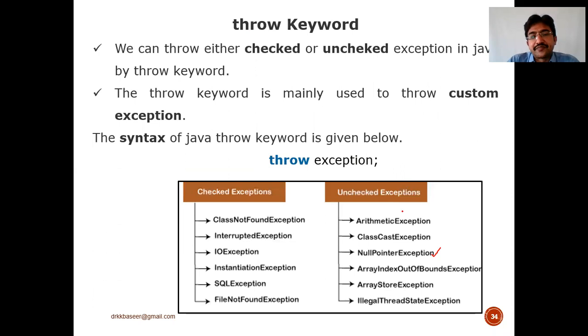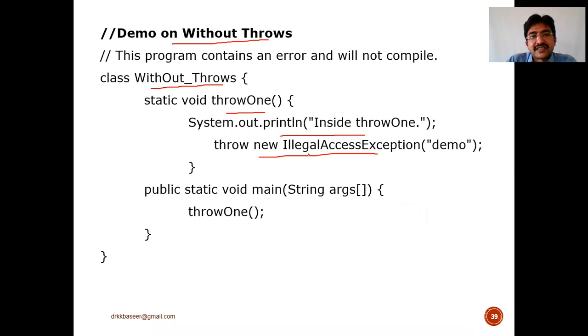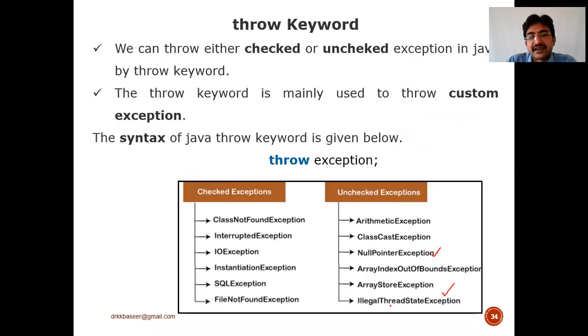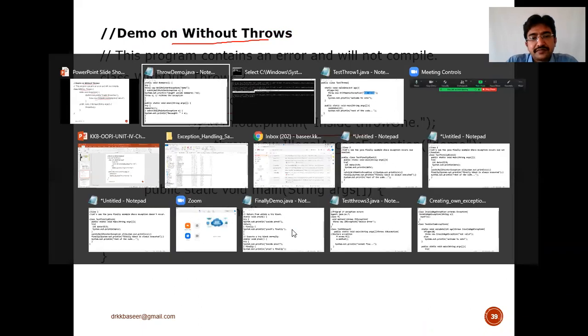If you want, you can check here. Illegal access exception is available here, unchecked, right? So to throw this one, it will definitely raise an error. See the output of the program. We'll run this program.